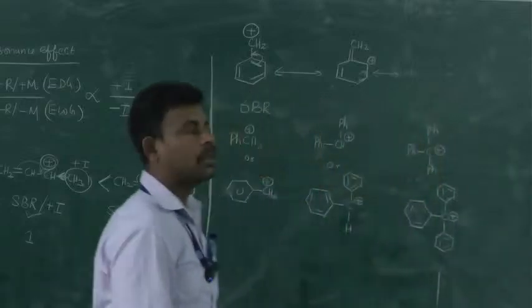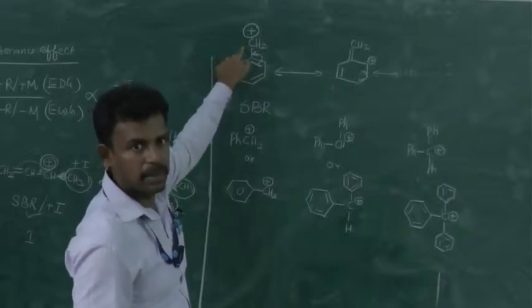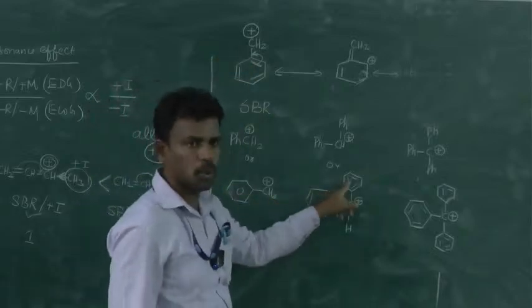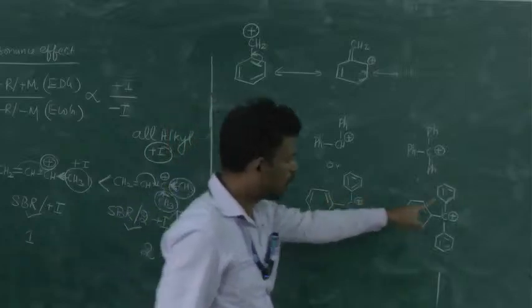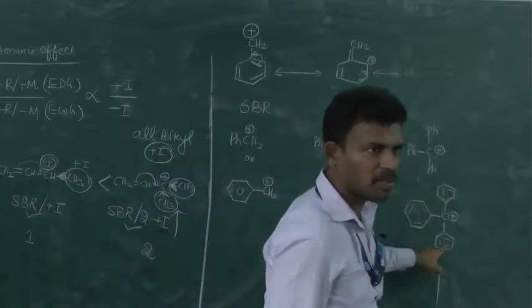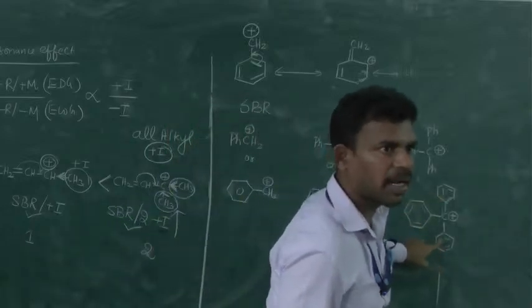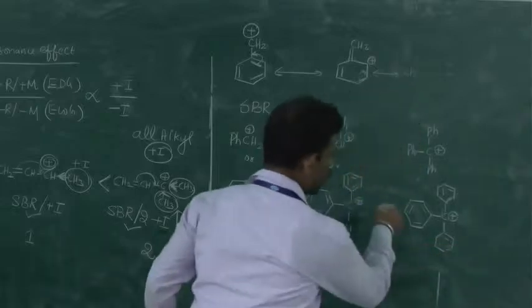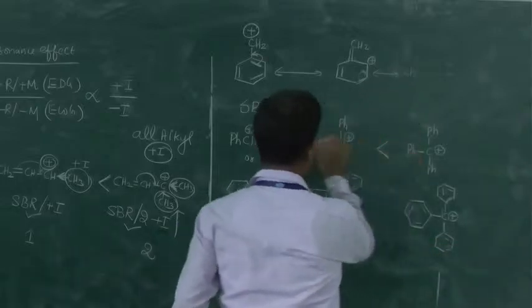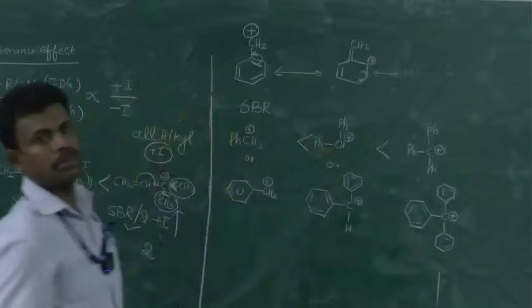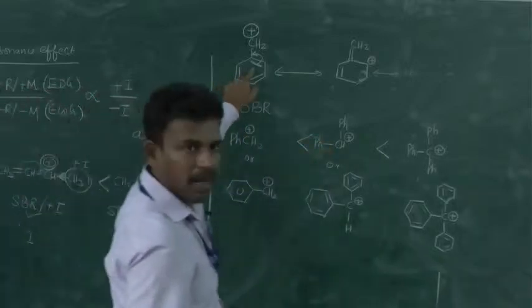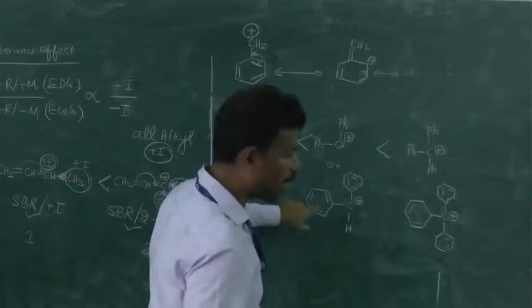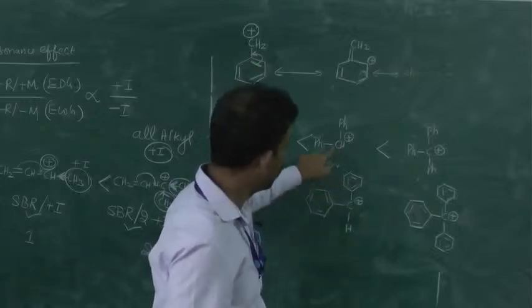Yes or no? If there is one phenyl group, can we draw resonance? How many phenyl groups are there? 1, 2. Can we draw more resonance structures? With more resonance structures, does stability increase? So which one is more stable? This is going to be more stable when compared to this one. Is it clear? How many phenyl groups are there now? 2 phenyl groups.